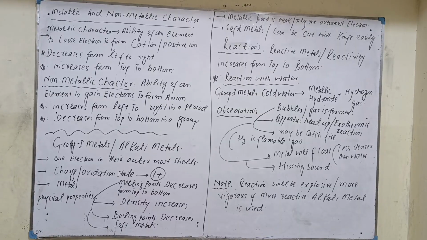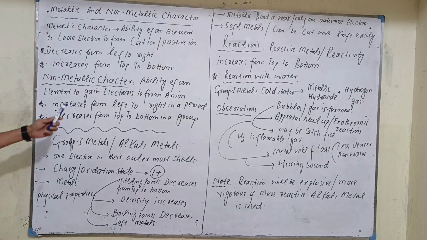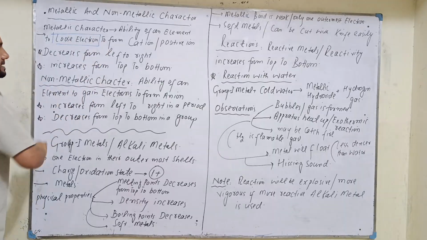Now metallic and non-metallic character in the periodic table. So what is metallic character? The ability of an atom to lose electrons.